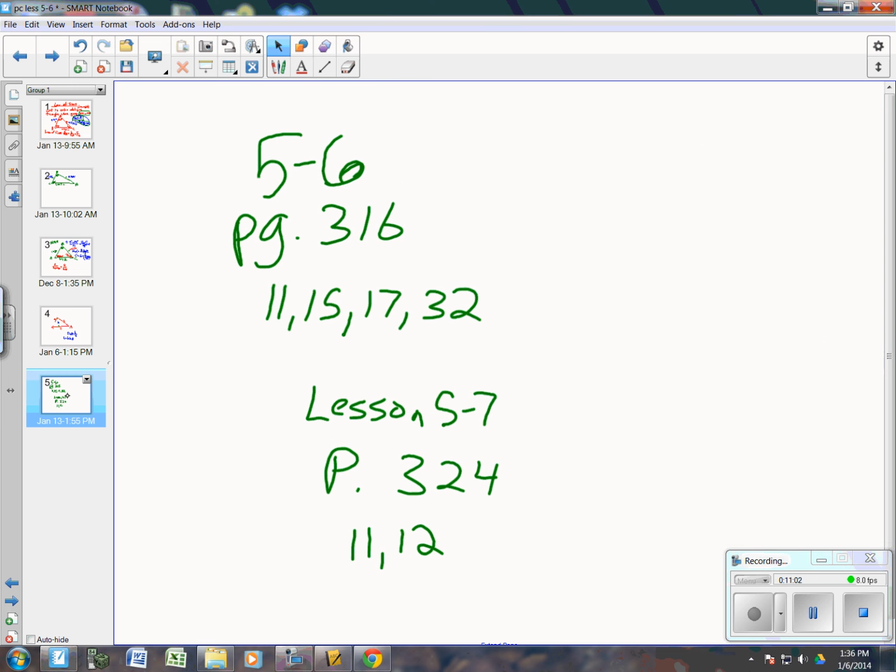Hey, you guys, right here, the book divides this up into 2 lessons, this law of sines. So I've got 4 problems on page 316 and 2 problems on page 324 I want you to do. Okay? Page 316 I got 4, page 324 I got 2 problems I want you to do.